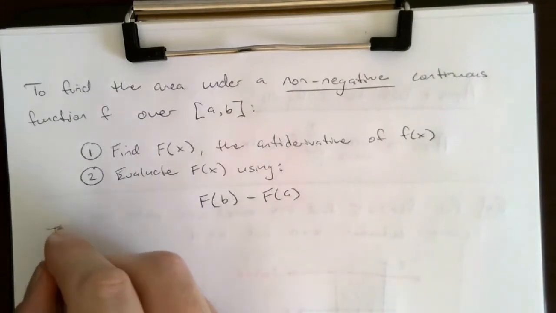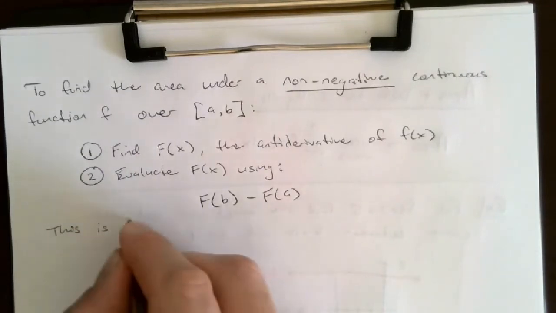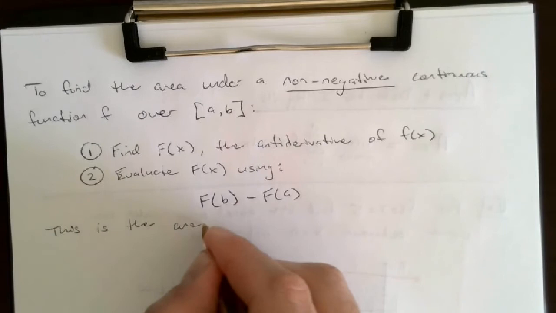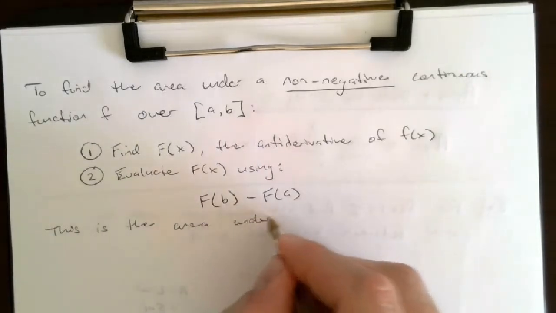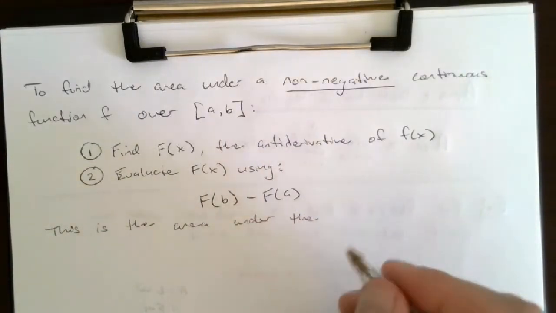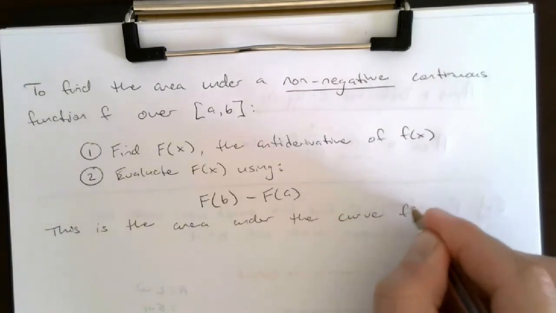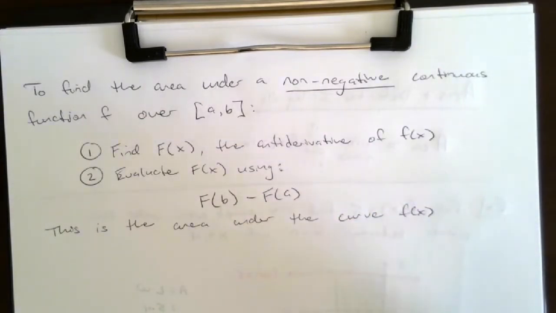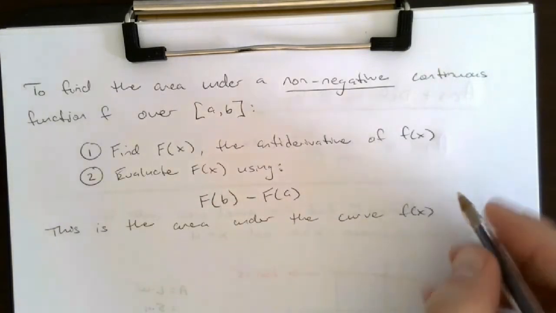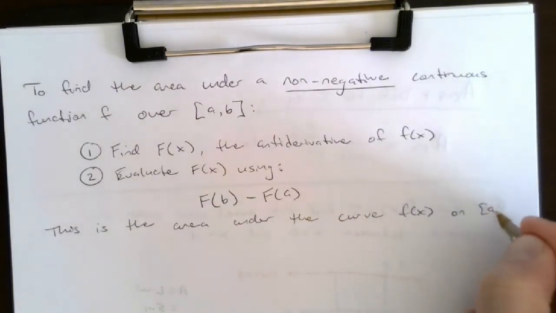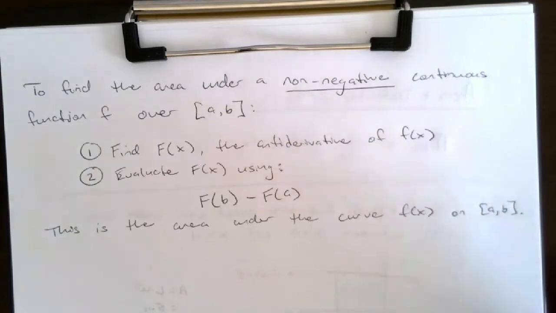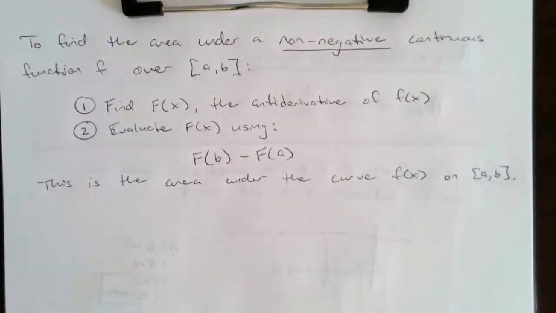And this is the area under the curve f of x on the interval from a to b. Right, so whatever you get as your result there, that would be the area.